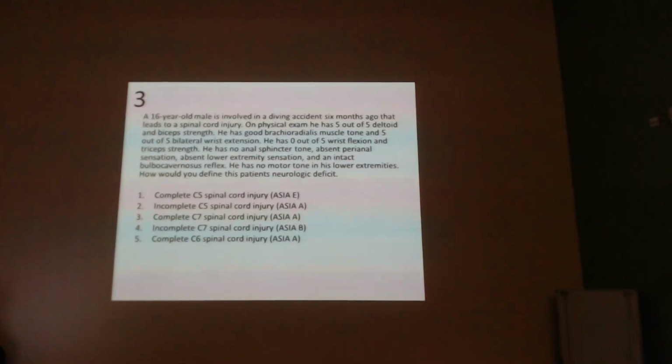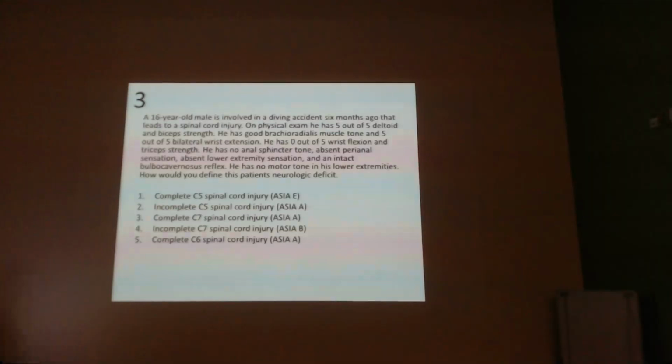Rationale being C6 is his last functional level, and he's got a complete cord injury below that level, and because he's got no sensation, no lower extremity function at all, absent perianal sensation, and he's also got an intact bulbocavernosus reflex, so he's not in spinal shock. So therefore he must be ASIA A. Yeah, perfect. Okay, so that's great. Everyone happy with that? Feel free to ask any questions or make any comments.